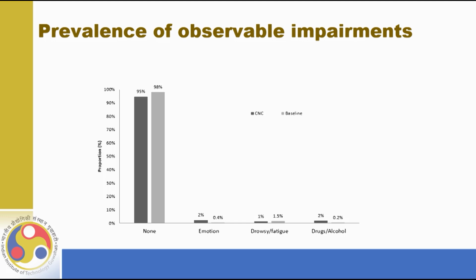The other thing we look at along with driving behavior is impairments. Here we consider three different types of impairments. One impairment is substance abuse, drugs or alcohol. Along with that, the other impairment is drowsiness and fatigue, if you are feeling sleepy, if you are feeling tired.